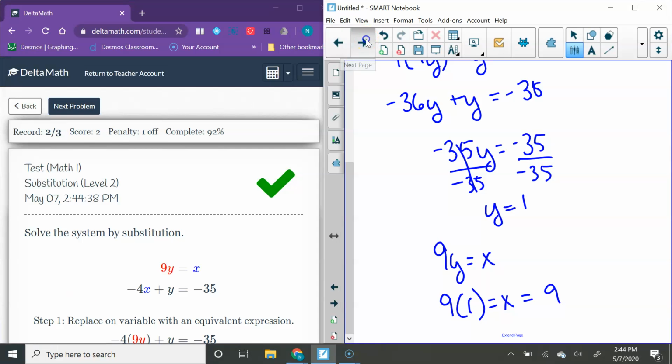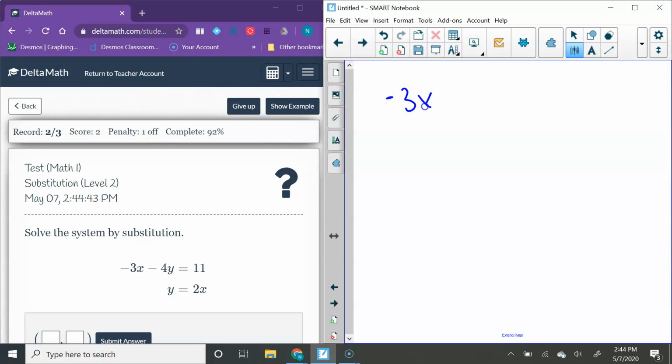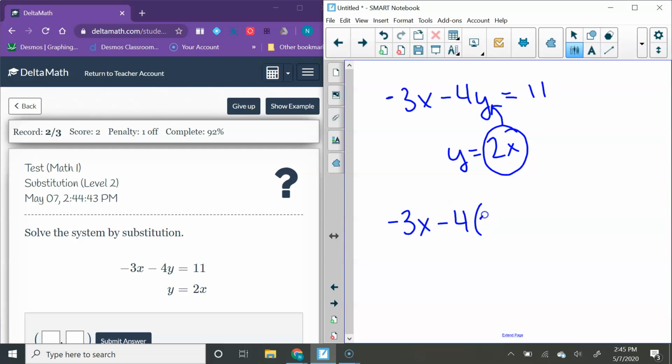Okay, and we've got one more that we've got to do. So for this one, we've got negative 3x minus 4y equals 11, and then y equals 2x. So right here we've got y equals 2x, so we're replacing our y with 2x. So negative 3x minus 4 times 2x equals 11. Negative 3x minus 8x equals 11, so negative 11x equals 11.